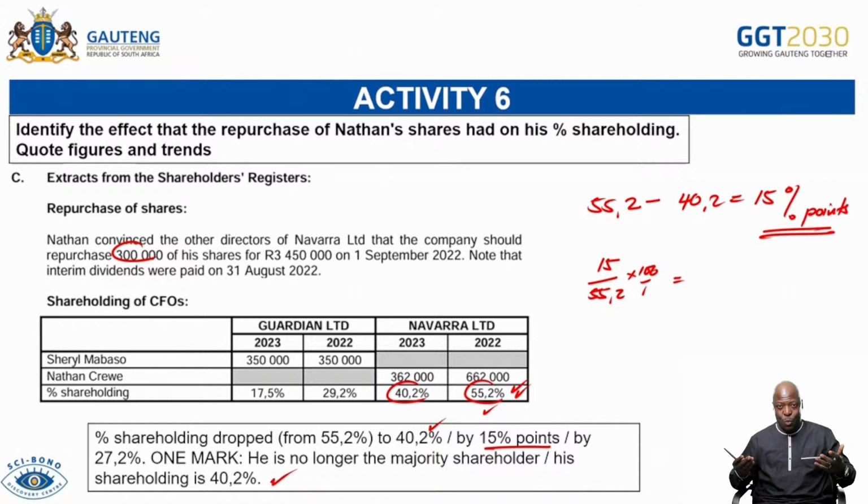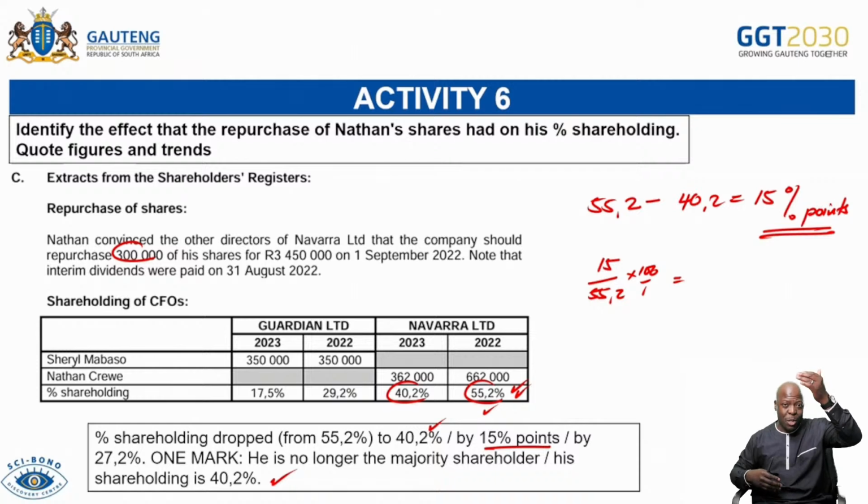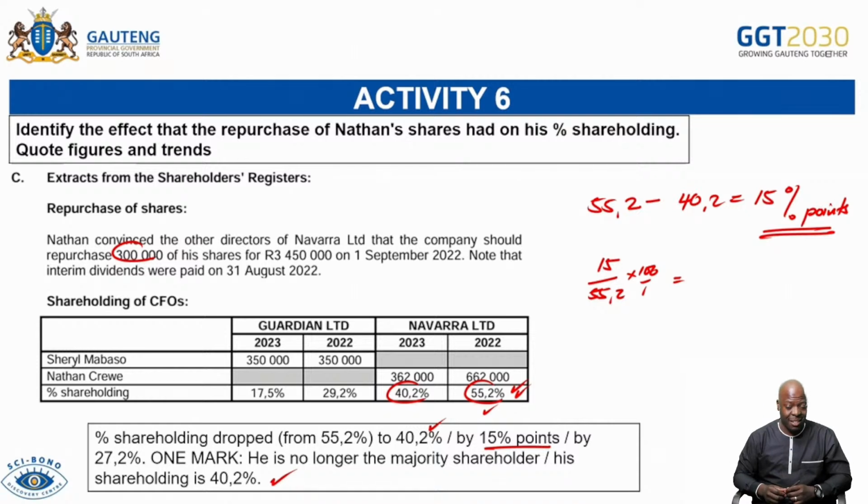This question can come in two ways. One, someone who is not a majority shareholder becomes a majority shareholder. Two, someone who is already a majority shareholder loses percentage and is no longer a majority shareholder. So when you do these activities, you have to look at them from all angles: one person who was not a majority shareholder becoming one, and one person who was a majority shareholder losing his majority shareholding status, like Nathan in this particular case.